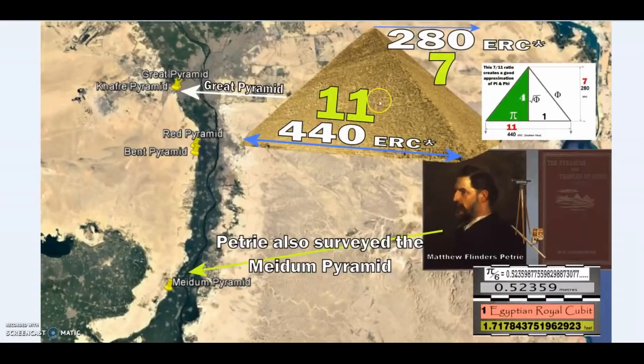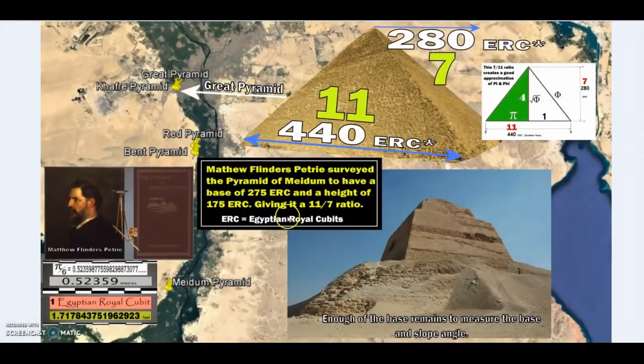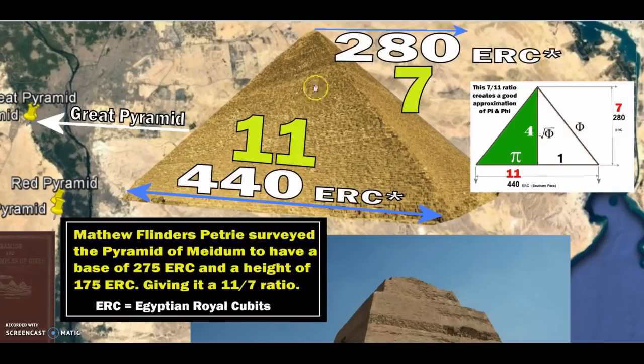So, the 11:7 ratio. Now Petrie also surveyed the Meidum pyramid, and it also has a 7:11 ratio: 275 Egyptian royal cubits at the base and 175 Egyptian royal cubits in height. Now, of course, how did he measure the height? Well, we use the angle and the remaining angle to give us the slope angle. Therefore, we can work out the height. That's exactly the same as in regards to the Great Pyramid.